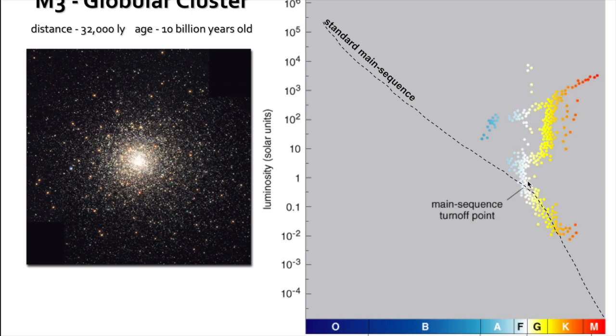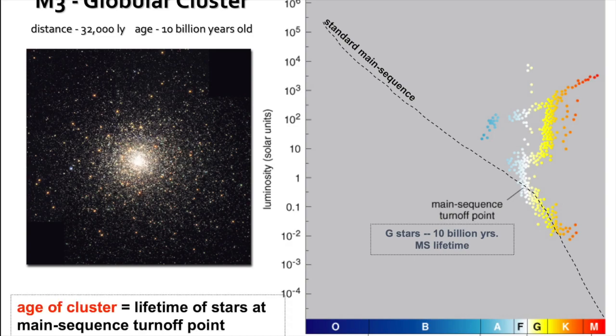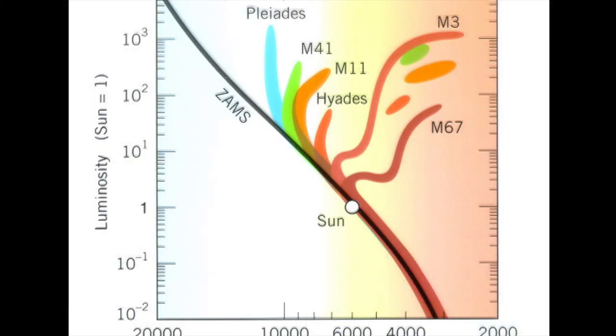If you find the main sequence turnoff point and determine the age of those stars, you can infer what the age of the cluster is. In this case, it's about 10 billion years. All right, so we use the main sequence turnoff point to determine the age of the cluster.